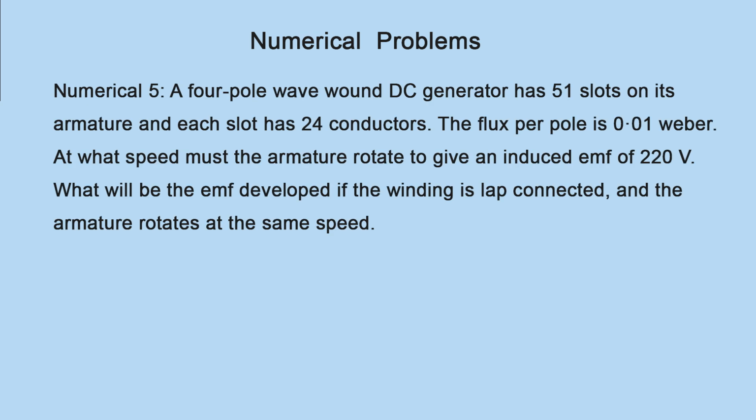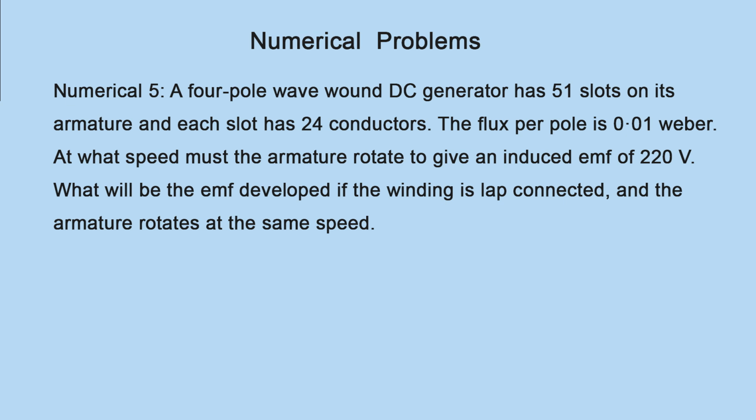Now let us see one more numerical problem which is associated with the DC generator. A 4-pole wave wound DC generator has 51 slots on its armature and each slot has 24 conductors, and the flux per pole is 0.01 Weber. At what speed must the armature rotate so that the induced EMF will be 220 volt? What will be the EMF developed if the winding is lap connected and the armature is rotated at the same speed?